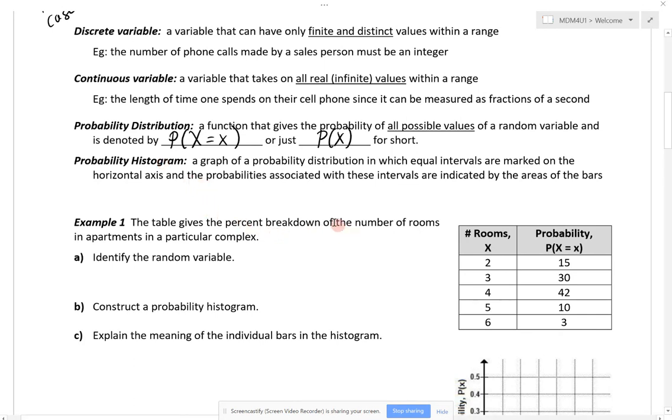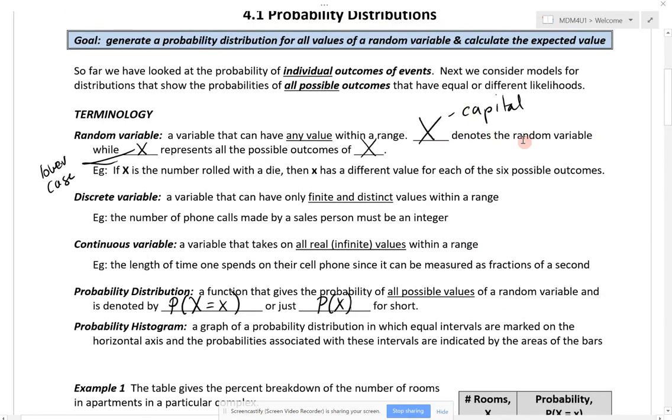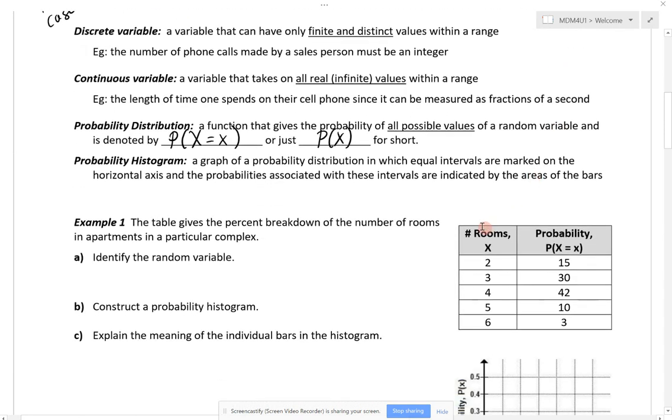The table gives a percent breakdown of the number of rooms in apartments in a particular complex. The random variable is x, denoting the number of rooms, and we can have 2, 3, 4, 5, or 6 rooms. The probability of having 2 rooms is 15, 3 rooms is 30, 4 rooms is 42, 5 rooms is 10, and 6 rooms is 3. These are the associated probabilities of getting 2, 3, 4, 5, and 6 rooms.